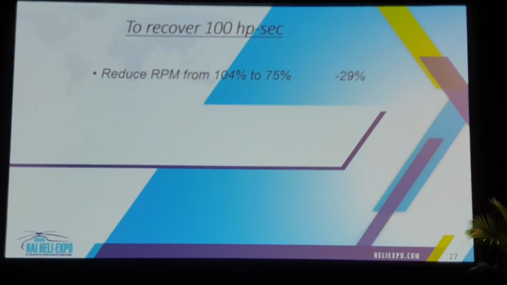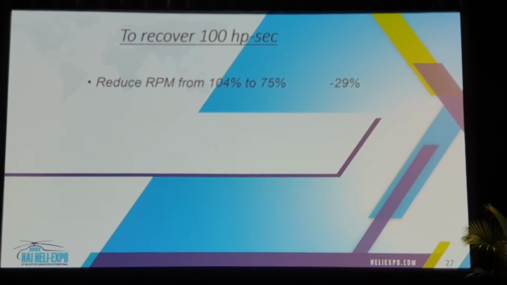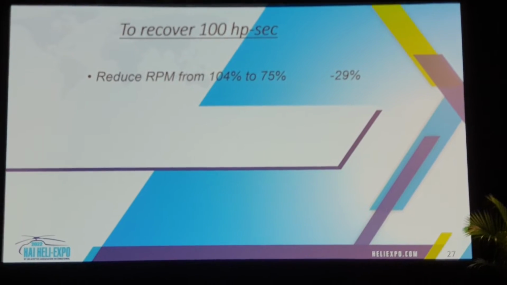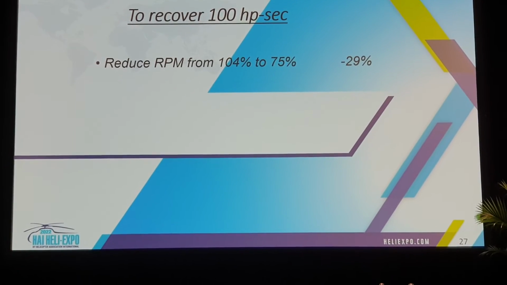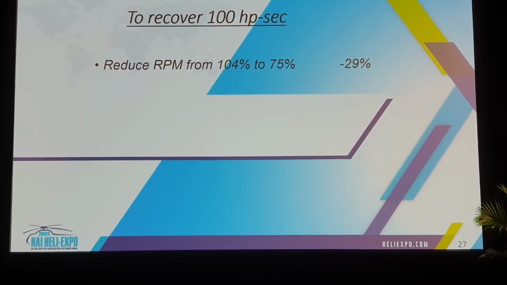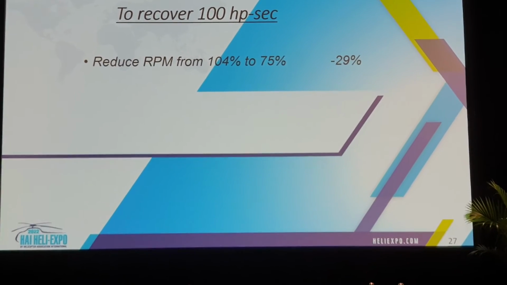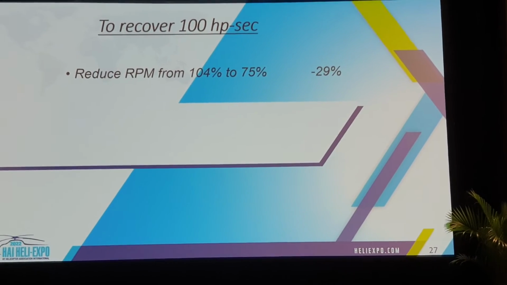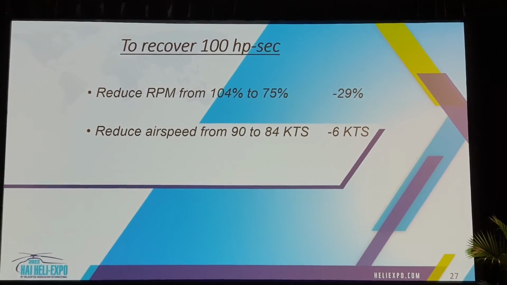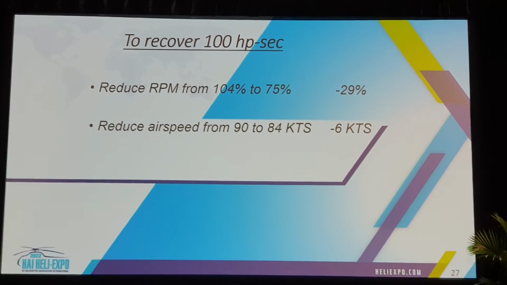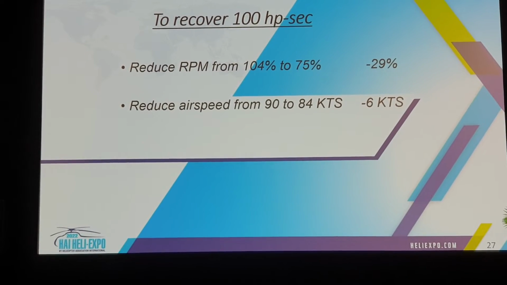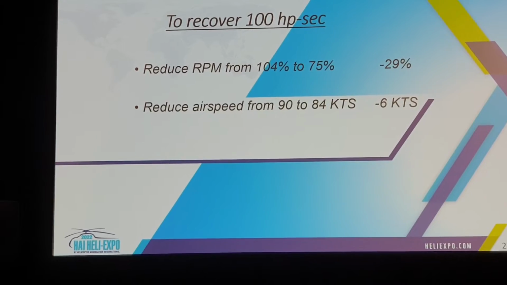Those of you who've flown an R-22, when you reduce the RPM from 104 down to 75%, which is in essence a hovering autorotation, you've just used 100 horsepower seconds of energy. So in that little R-22, when you do a hovering auto, you've just used 100 horsepower seconds of energy. You can get the same amount of energy as that entire hovering auto with an airspeed reduction of just 6 knots, from 90 to 84 knots. That little 6-knot reduction in airspeed produces the same amount of energy as that entire hovering auto did.